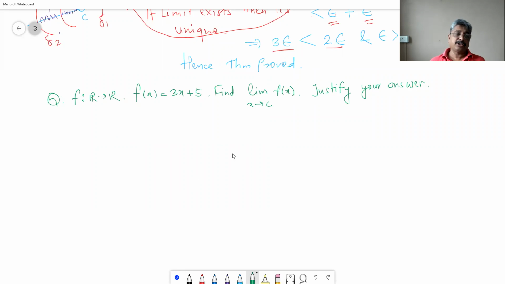Now, is 3x plus 5 a good function or a bad function? It is a very, very good function. A straight line. Does it have any points which create ambiguity or undefinedness? No, it is a very nice function. Let us not take x equal to c, let x be equal to 2.